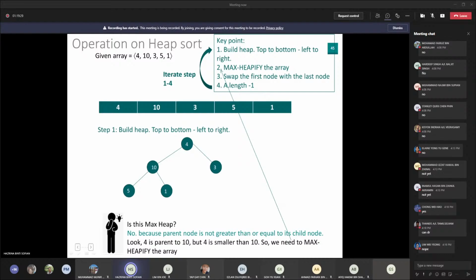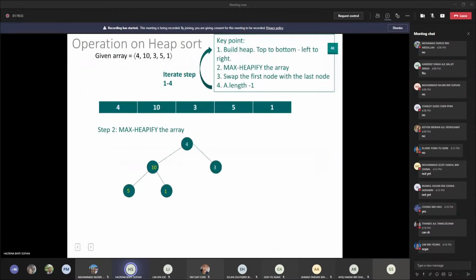We repeat the process. This time, 5 is item from left, and 0 is item from right. Again, we swap.